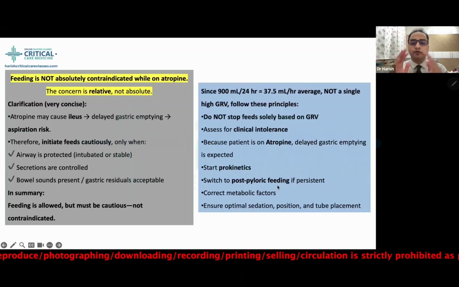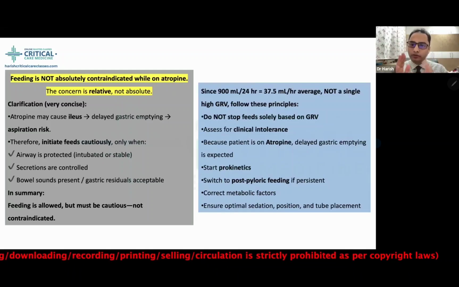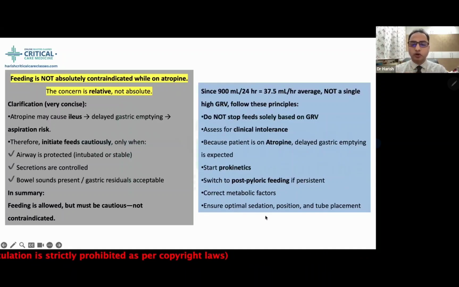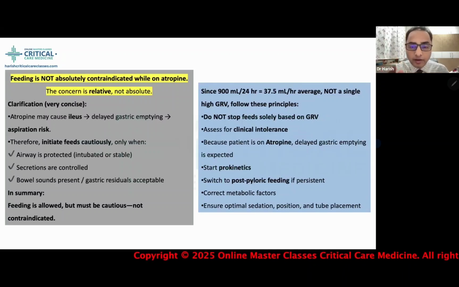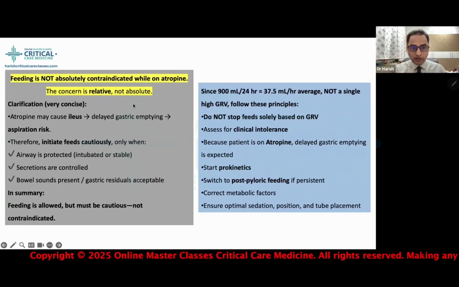Switch to post-pyloric feeding if the patient is having persistent intolerance. Correct the metabolic factors, ensure optimal sedation, and cross-check the Ryle's tube position; all those things you need to take care of. Remember, the normal gut secretion itself is around 70 to 80 ml per hour. So if we have, say, 250 to 300 ml at the end of 4 hours, there is no need to stop the feeding. There is no consensus on gastric residual volume aspiration every fourth hourly or every hourly, so that is not recommended.